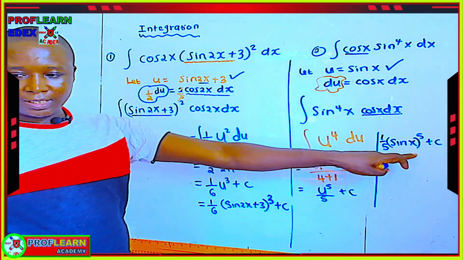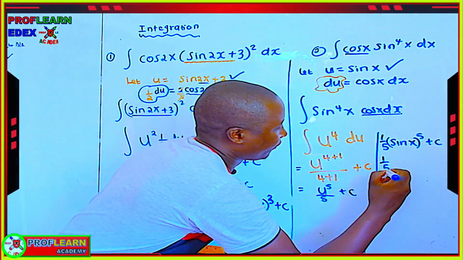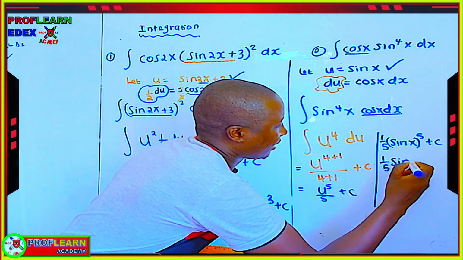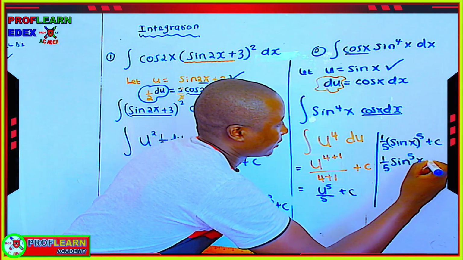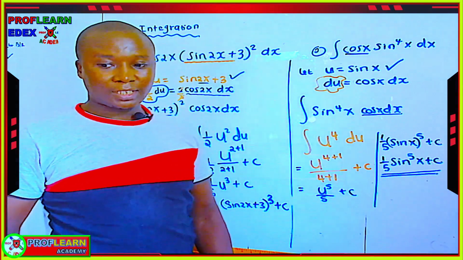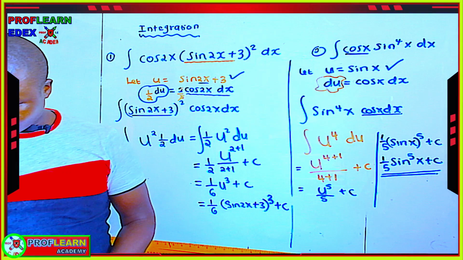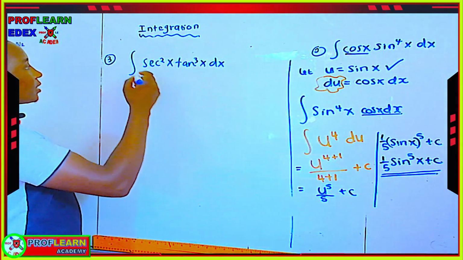But when it's written like this, we can also write it as 1 over 5 sine power 5 x plus c. Now, that is the final answer for this kind of expression. Yeah, we are going to integrate this.